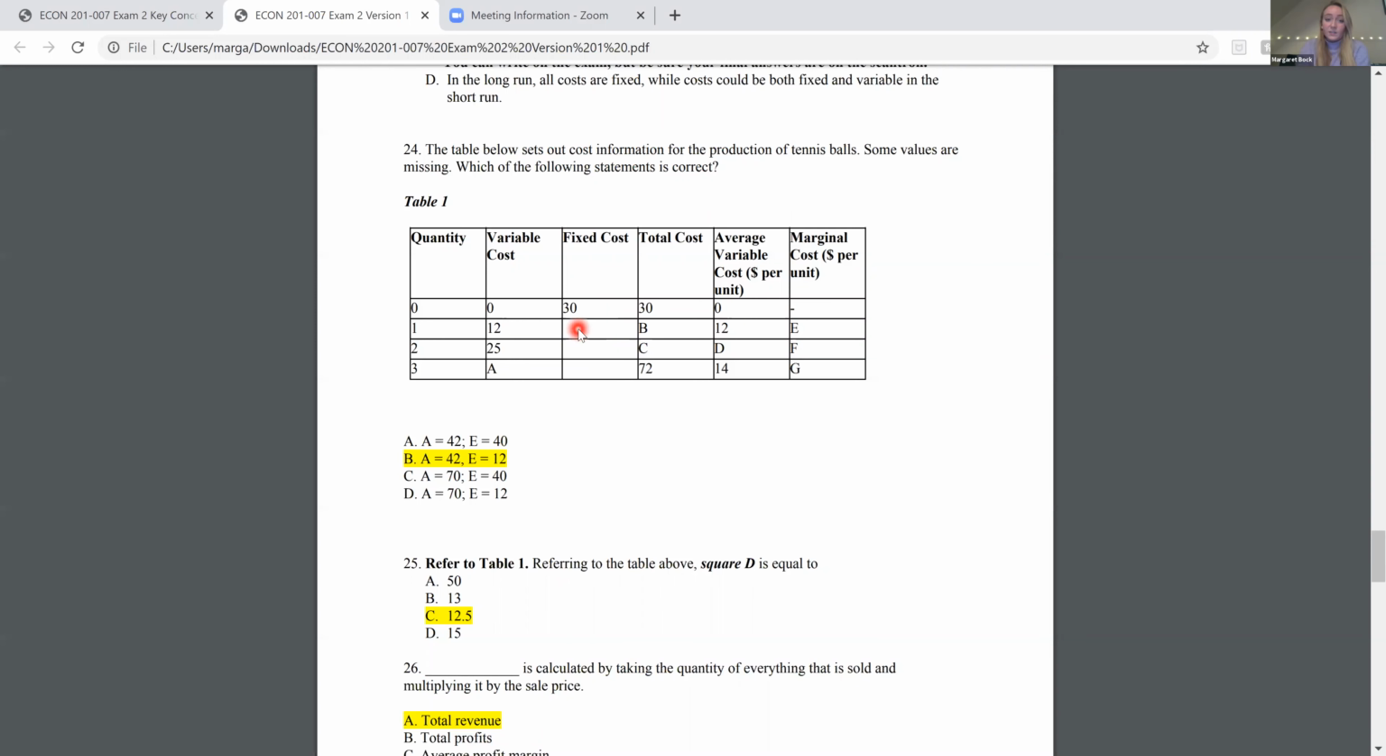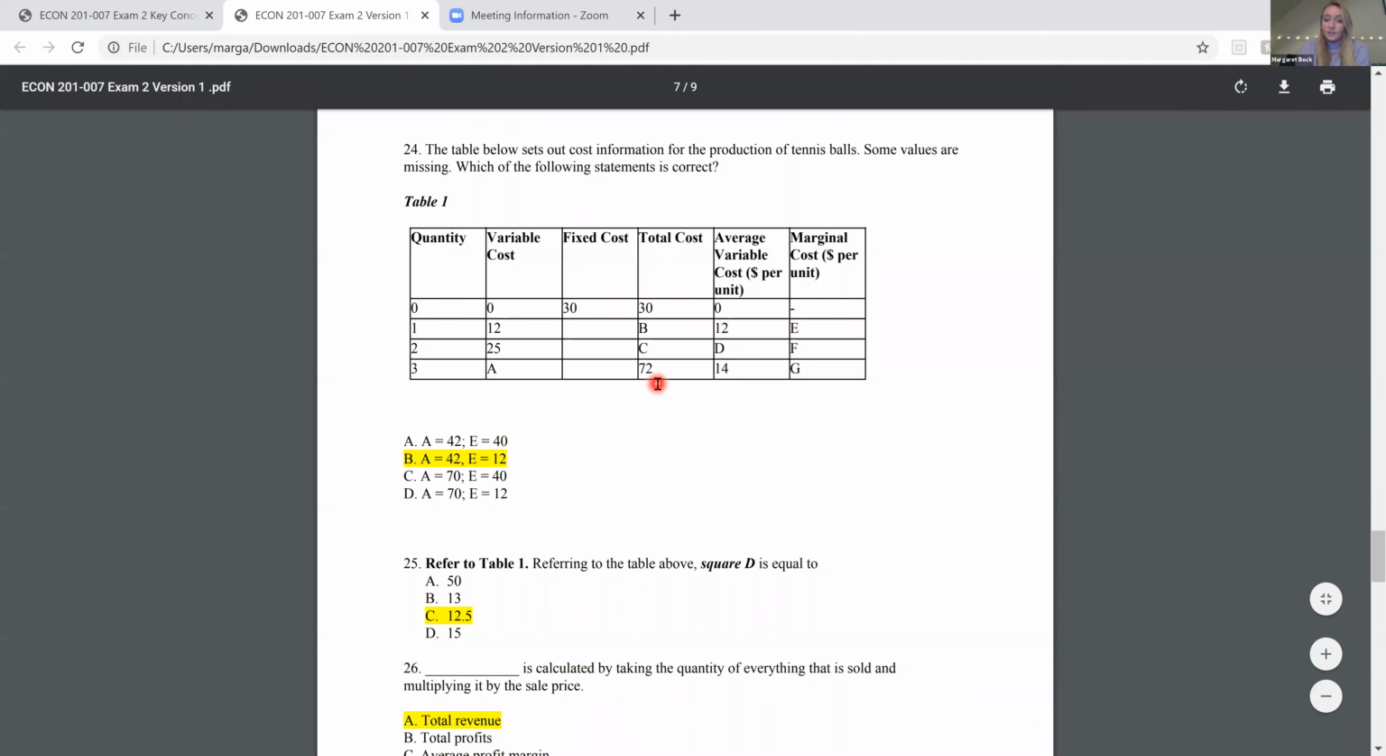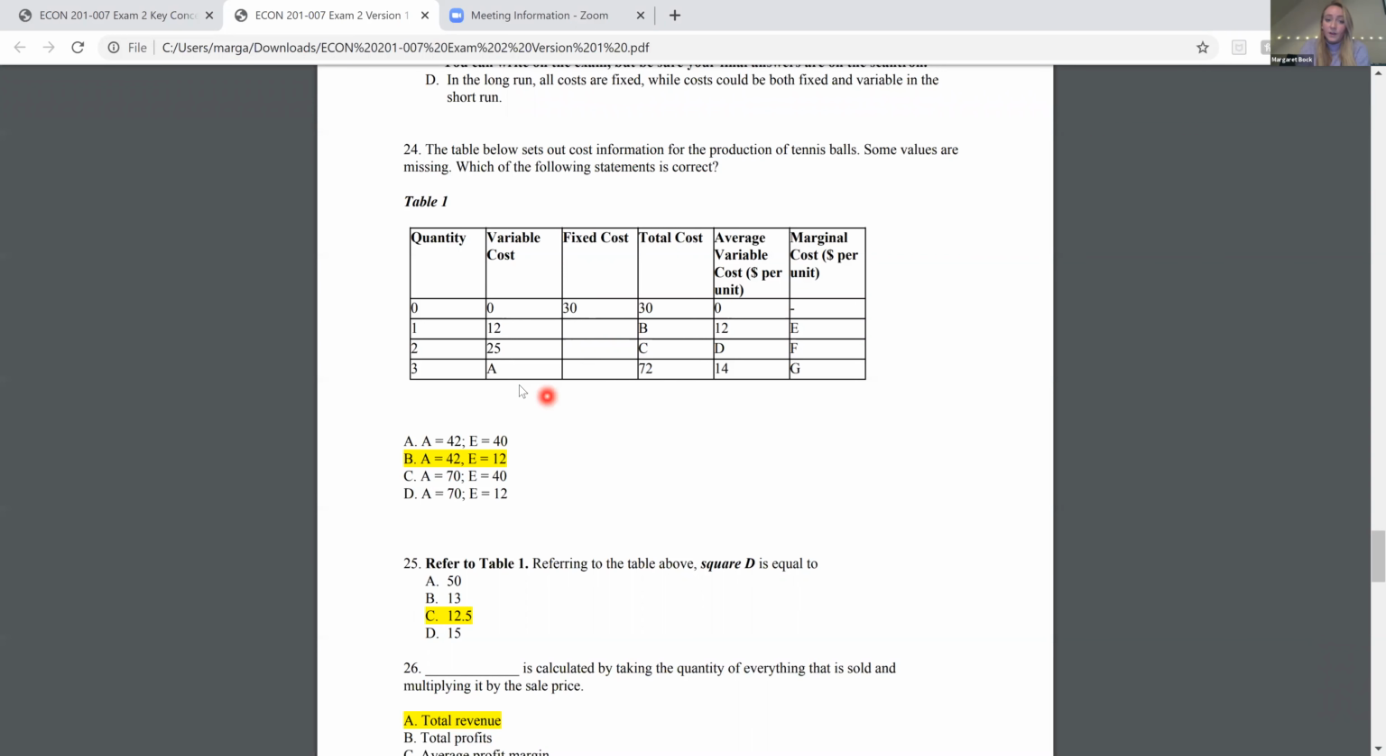So the fixed cost for 1 is going to be 30, 2 is going to be 30, 3 is going to be 30. And if we know the total cost is 72 and the fixed cost is 30, then we know the variable cost has to be 42 because A plus 30 has to equal 72. So if you do 72 minus 30, you should get 42. So we know that it's either A or B at this point.